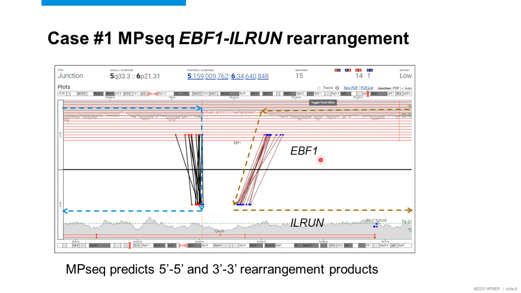This is called the junction plot, and this is how we look at structural variants in mate-pair at a higher resolution than we're able to on the genome plot. Based on the direction of the reads, which are color-coded, we can predict a 5' to 5' and 3' to 3' rearrangement product that will not result in a fusion. We can also predict 2 small deletions on each locus in between the breakpoints of these junctions. And there is 1 exon on 1 isoform of ILRUN.